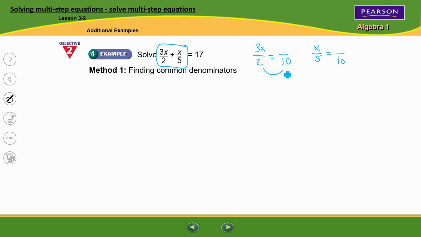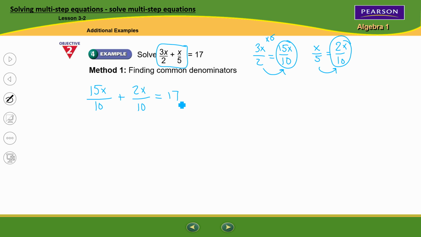So how do I get from 2 to 10? I multiply by 5, so it's the same thing. Multiply by 5, and we have 15x over 10. Here, multiply by 2, and we get 2x over 10. So these are my two new terms that I'm going to substitute in. So I've got 15x over 10 plus 2x over 10 equals 17. All right, let's see.